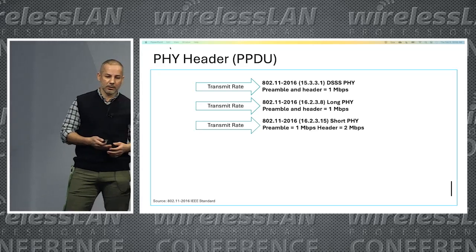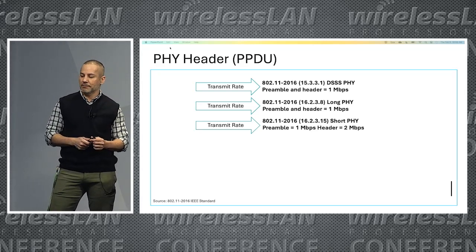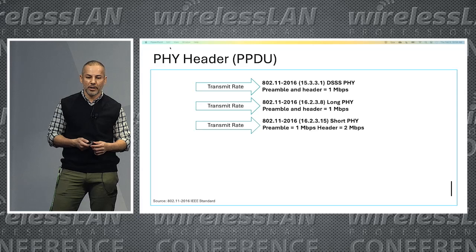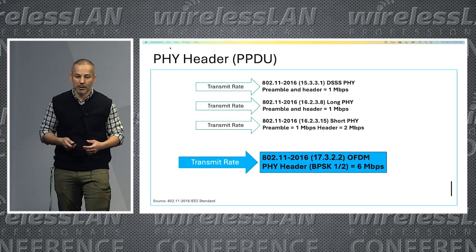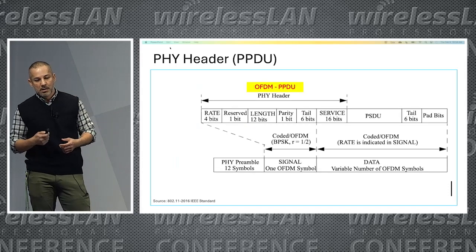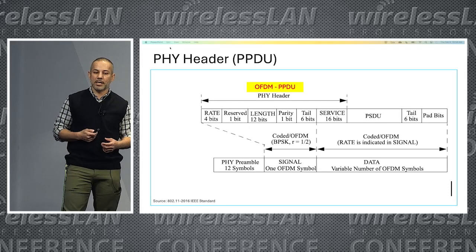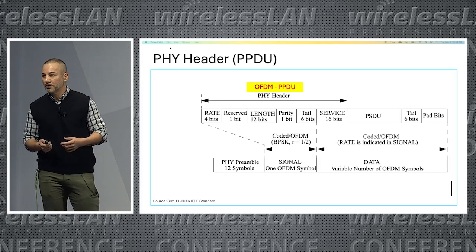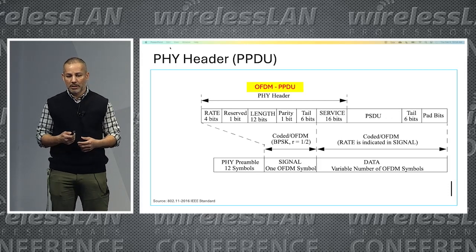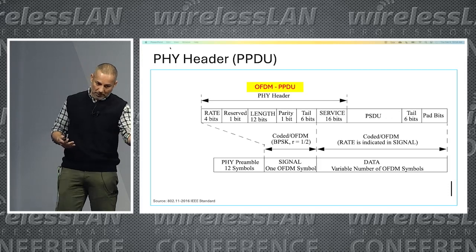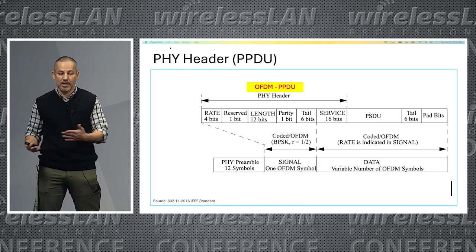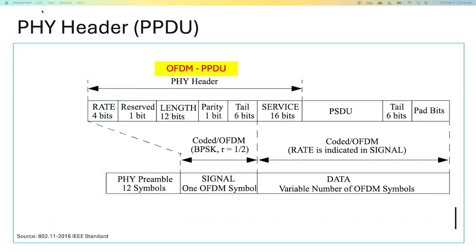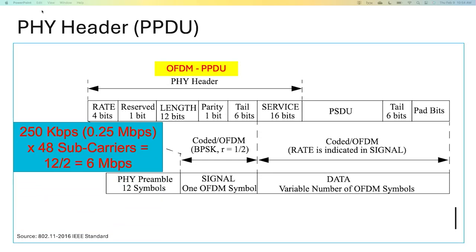I have grabbed some information from the 802.11-2016 standard, and it's listed over here. But again, like I said, the transmit rate of OFDM is my primary focus, which is around 6 meg. Digging a little bit more into it, if you look at the header of the OFDM PPDU, according to the 802.11-2016 standard, it's supposed to utilize BPSK 1/2. And what is the BPSK 1/2 transmit rate? It's actually 6 meg. And how is it 6 meg? Here's a little formula that goes over that.